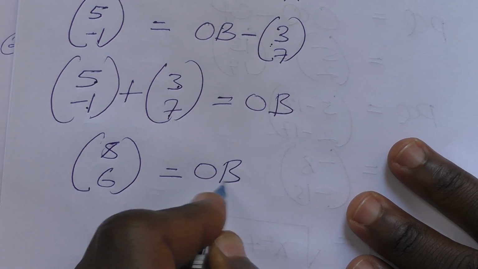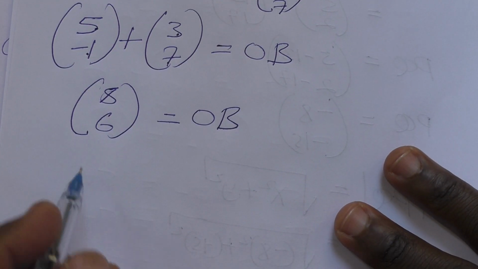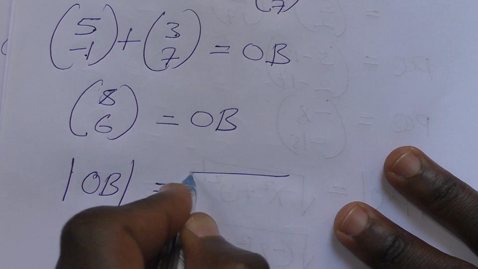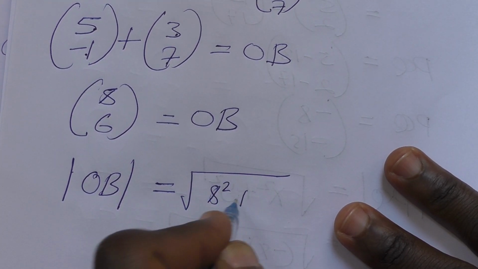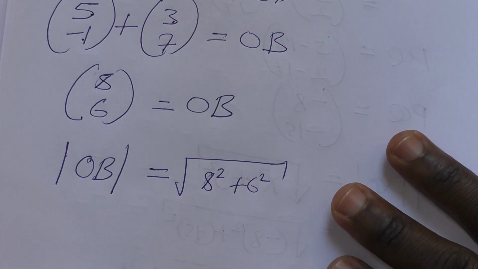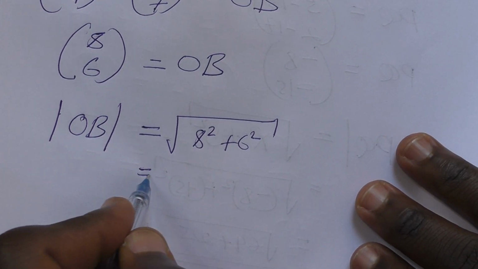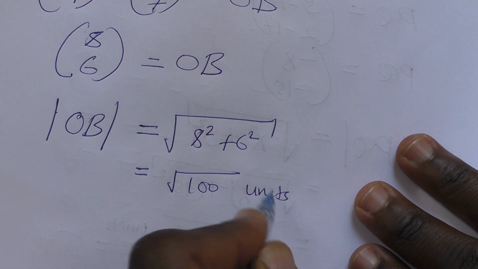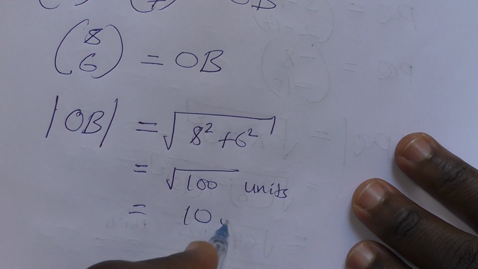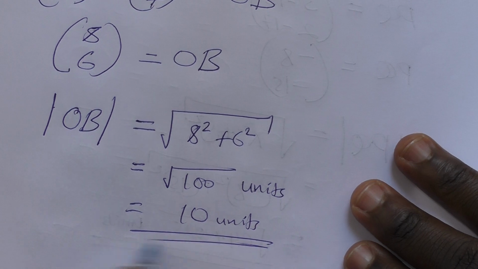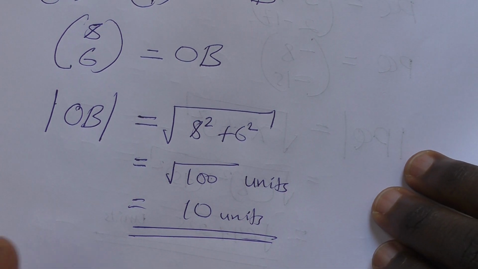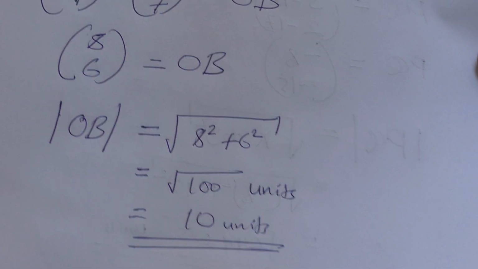That gives us OB. And then the modulus of OB is given by the square root of 8 squared plus 6 squared, which gives us the square root of 100 units, which is 10 units. So that is how we get the position vector of B and the magnitude.